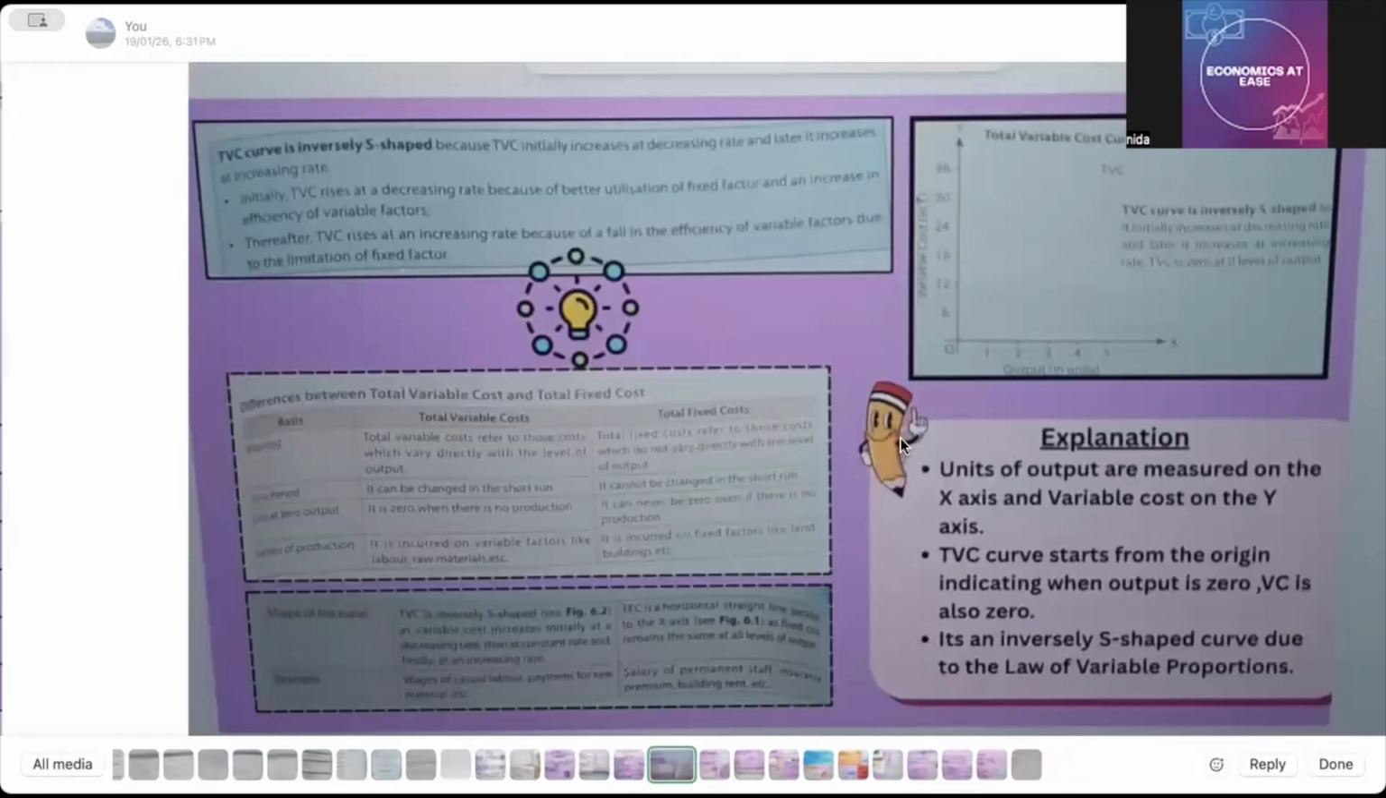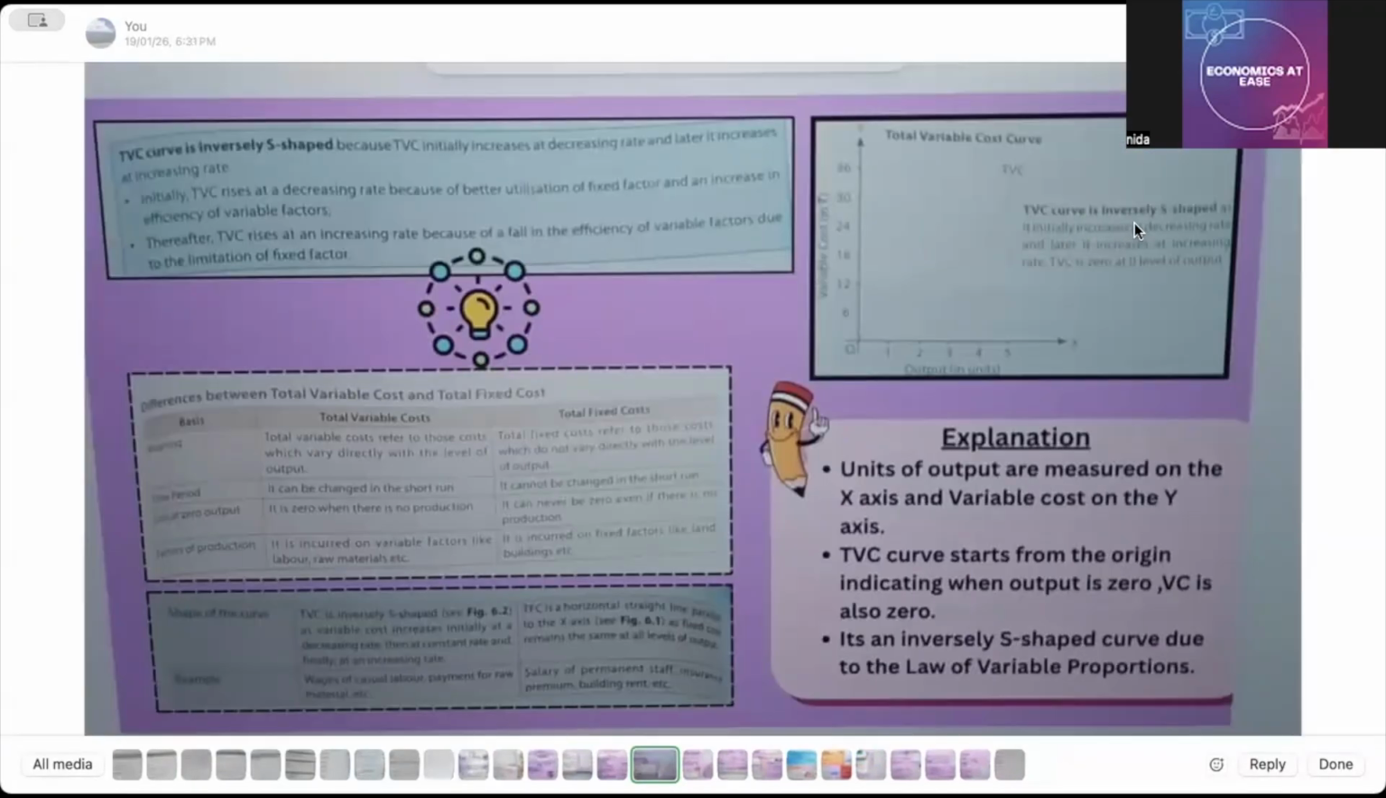And the main thing is this, that TVC is inversely S-shaped, because it initially increases at a decreasing rate, and later it increases at an increasing rate. TVC is 0 at 0 level of output, and this is just because of the law of variable proportion. Then the difference between TVC and TFC, you can easily just go through that.